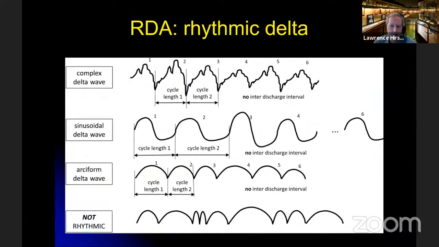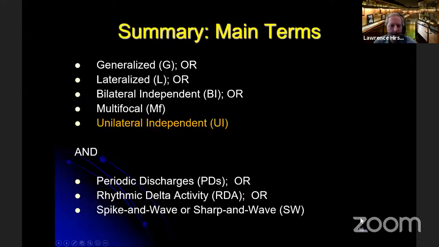So here's some examples of rhythmic delta. Can look like this. These first 3 are all examples of rhythmic delta, just with different morphologies, but they're pretty regular. And this last one is an example of something that is not rhythmic at all. So that's polymorphic delta and does not qualify as RDA. All right, so that's basically the main gist of describing the rhythmic and periodic patterns, and we lumped them all together and call them RPPs, rhythmic and periodic patterns.